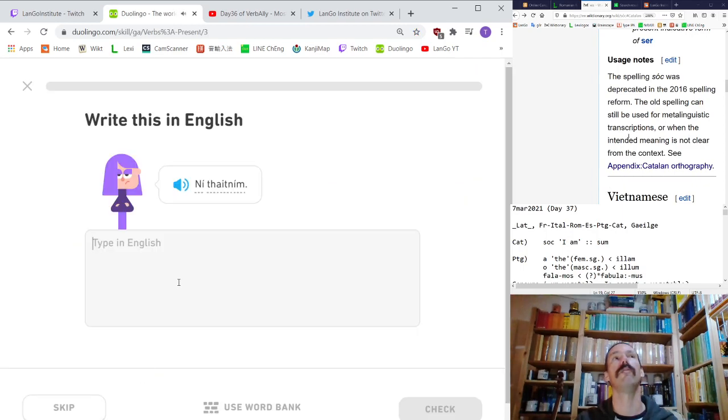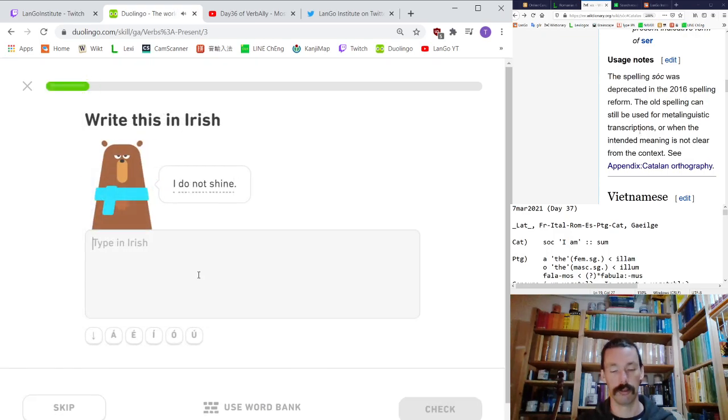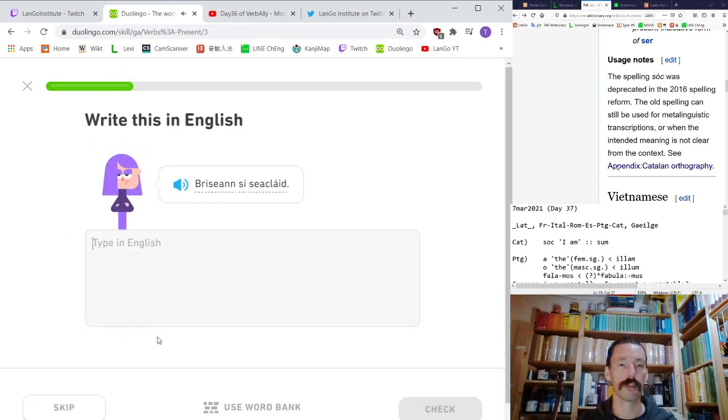Ní shínim. Let's go. Shín. Ní shínim, it's the I form. I do not shine. Ní should be long, marked long. Spelling is shínim. Shínim is the sound. Briseann sí seacláid. She breaks a chocolate. Something like that.